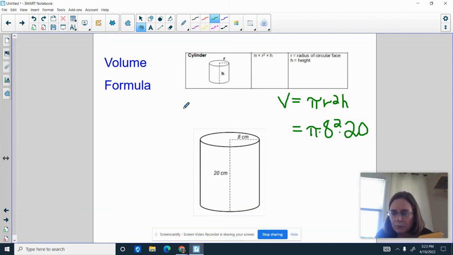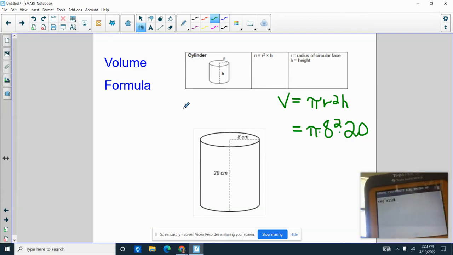So I'm going to do pi. Sometimes in the problem, they'll tell you to use 3.14 or they'll tell you to use the pi button. Me personally, I always use the pi symbol unless they tell me 3.14. Your answer will come out very similar, so unless they tell you, it's kind of your preference. So 8 squared and 20. All right. So just to show you what I have in my calculator, I have pi times 8 squared times 20.